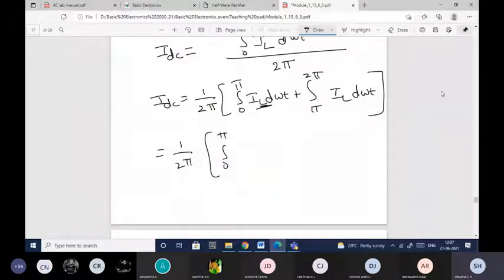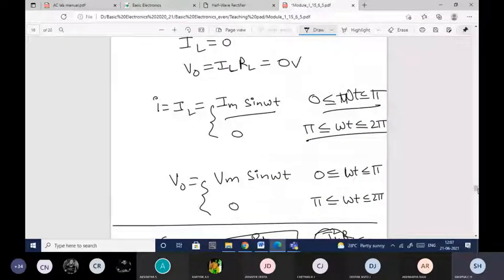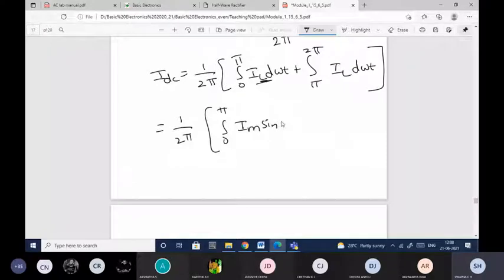Here I have to take the area under the curve IL. For that I'm taking one period from 0 to 2 pi, and now I'm splitting the integral. From 0 to pi, the equation we have got is Im sin omega t. Let me show you once again if you want. You better note it down along with me. IL is Im sin omega t from 0 to pi, and it is 0 from pi to 2 pi. The same thing I'll substitute here: integral Im sin omega t d omega t plus integral pi to 2 pi, where the IL value is 0, d omega t.